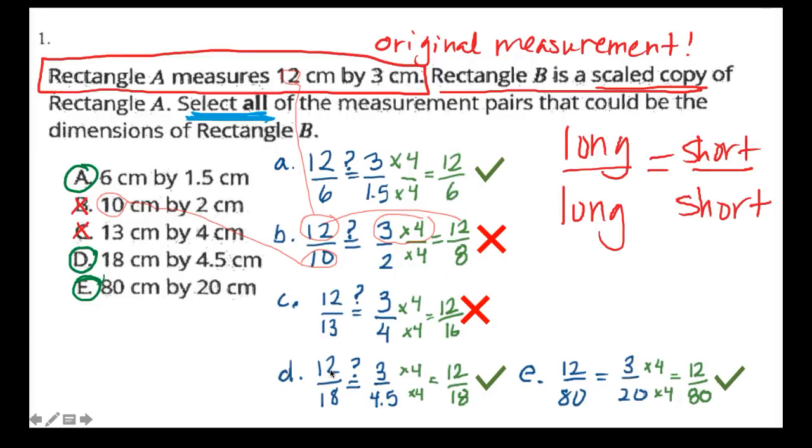Same thing with E. And we're going to go through E quicker. So take a look at E again. We're making ratios, long to long. I want to see if it equals short to short. And I can make them equivalent, so E is also an option. So A, D, and E are my answers. You would have to get all three of those.